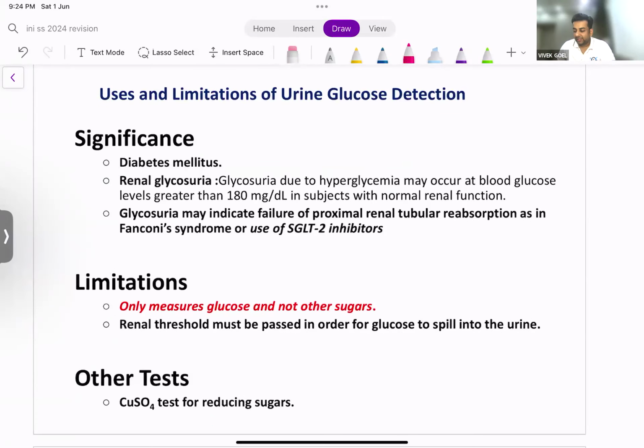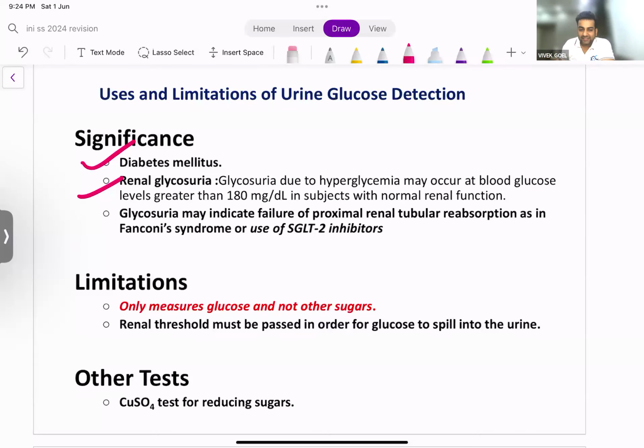Now, urinary glucose detection, why is it important? Because it can be present in diabetes mellitus. It could be due to renal glycosuria, even in a patient with normal renal function, where a blood glucose of more than 180 causes spillage of the glucose from the kidney into the urine, and that causes renal glycosuria.